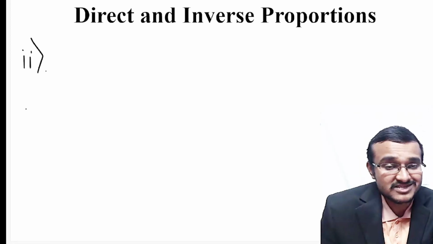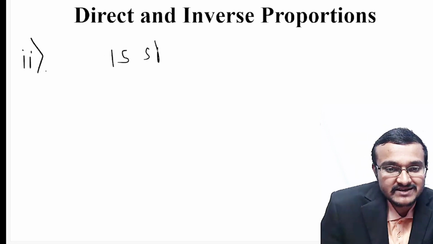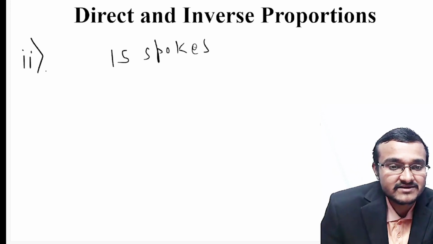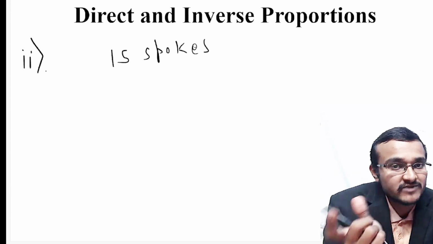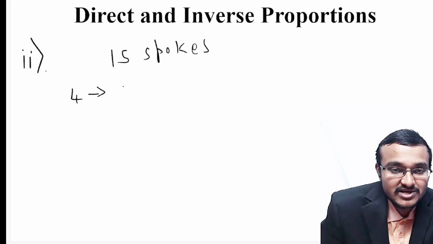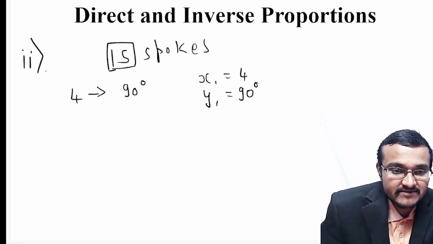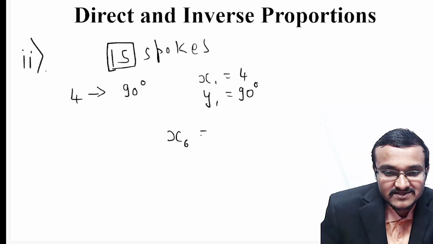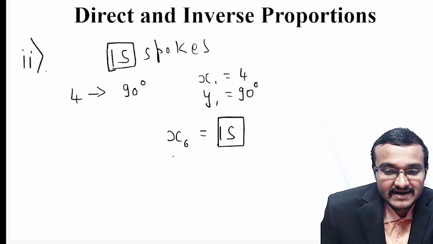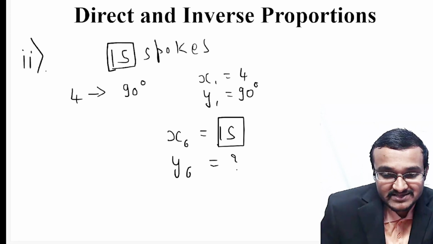Coming to the second question in this particular third question, here they are asking what if 15 spokes are there, then how much will be the angle between each spoke. So here we know when 4 spokes were there, the angle between each spoke was 90 degree. So here x1 was equal to 4, y1 was equal to 90 degree. Now you have to calculate for 15. So let us take this as the x6 value, that is 15 spokes, and now you should calculate how much angle will be there between each spoke. So here y6 we don't know.